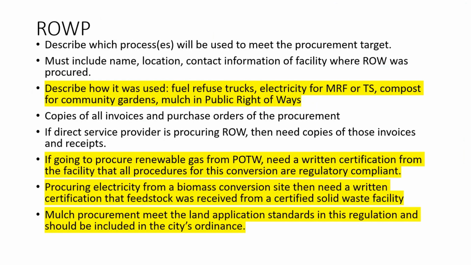Okay, CalRecycle is going to request that you tell them which type of process you're using to meet your procurement target. So for 8,000 tons, you could do that by compost, getting it back into your community, where you're going to use that compost, maybe your parks, maybe your public right-of-way, maybe in your medians. You could also do mulch. I'll get down to that in a little bit.